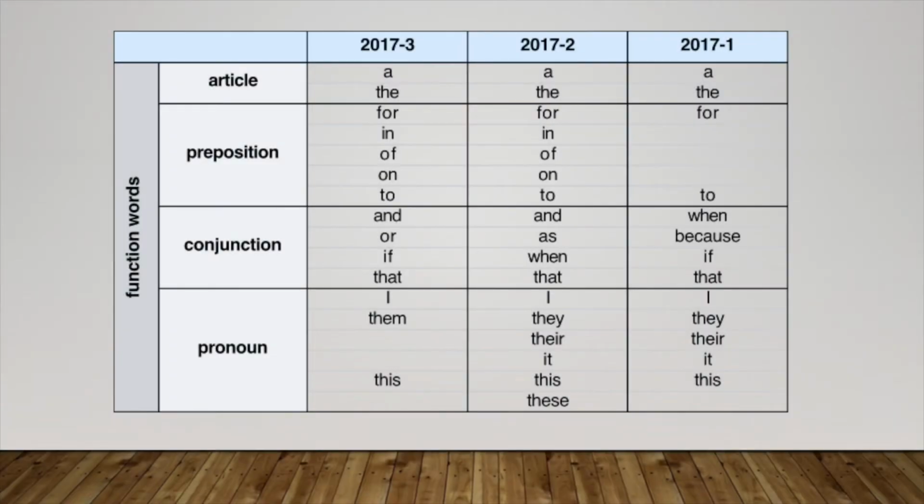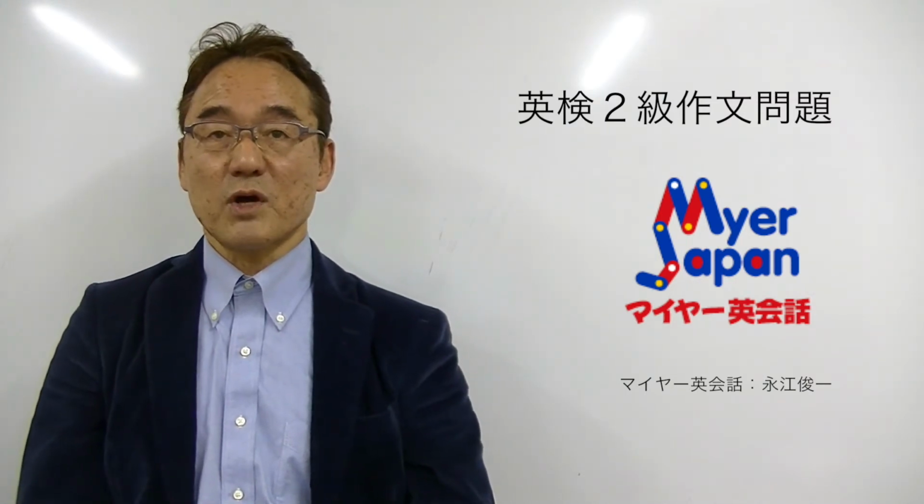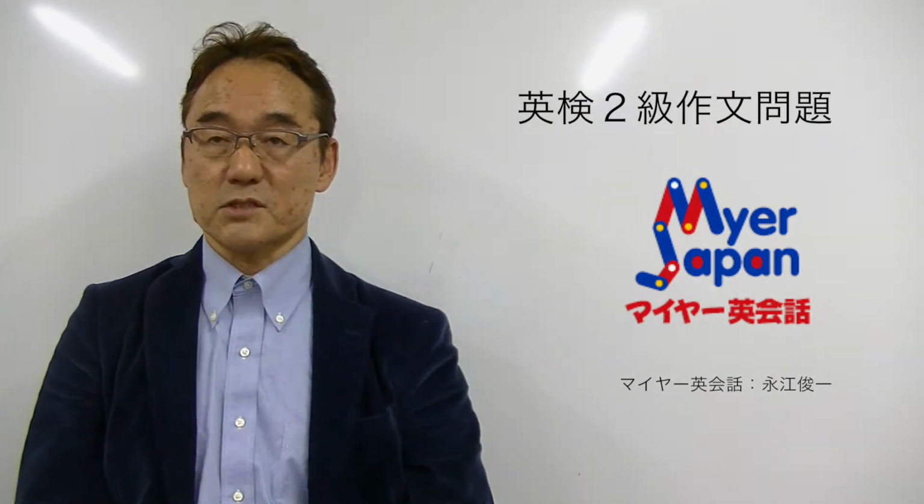Conjunctions and sentence structure. If you look at the conjunction section again, you will see coordinating and subordinating conjunctions such as and, or, if, when, because. This suggests that to get higher marks, you should write complex sentences in addition to simple sentences. A complex sentence has one independent clause and one or more dependent clauses.